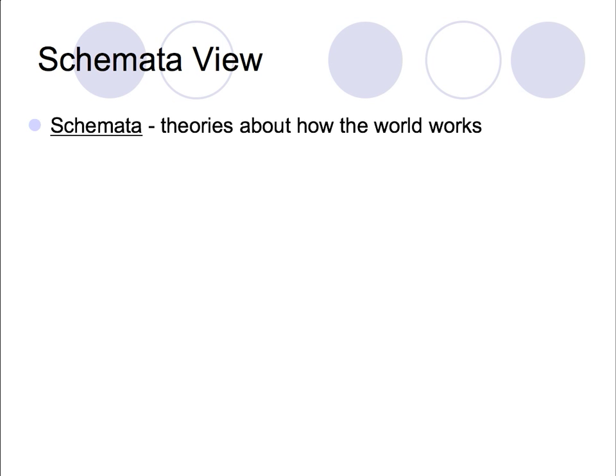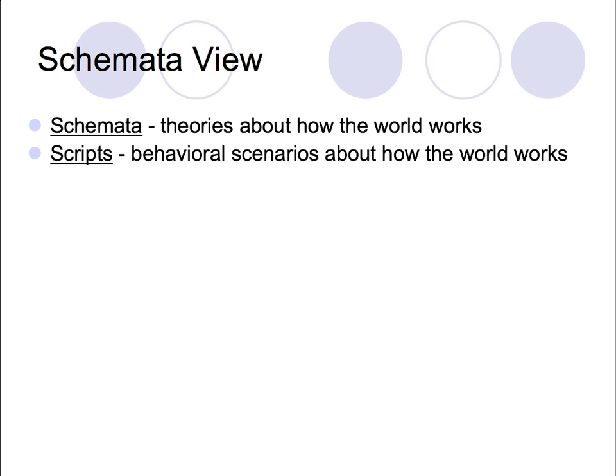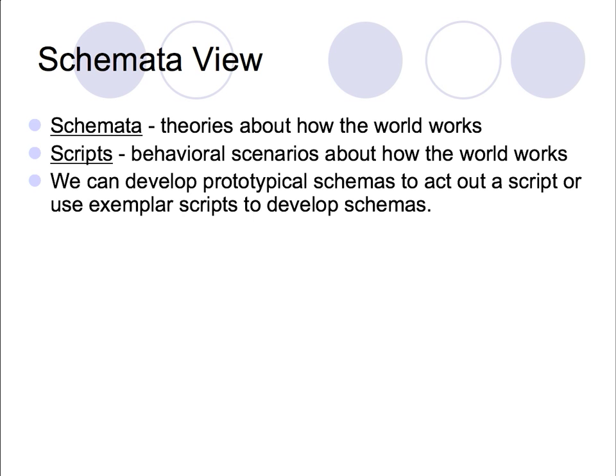In the schemata view, remember schemata are theories about how the world works. You have a notion about how the world works, and you collect data on objects and categories and see how they compare to that notion. Scripts are a more refined variation of schemata. They're really the same thing, but they're behavioral schemata. So a script is a behavioral scenario about how the world works, like what is a prototypical date, how do you behave at dinner, what is a good night out. We can develop prototypical schemas to act out a script, or use exemplar scripts to develop schemas.